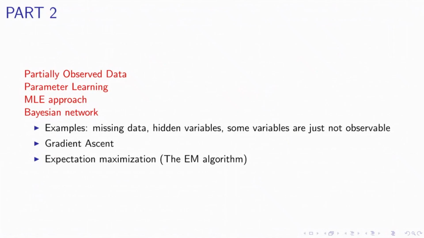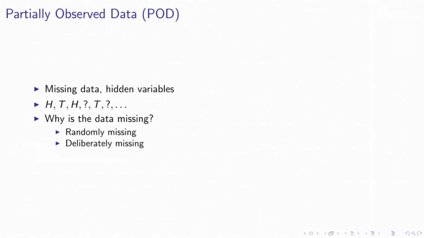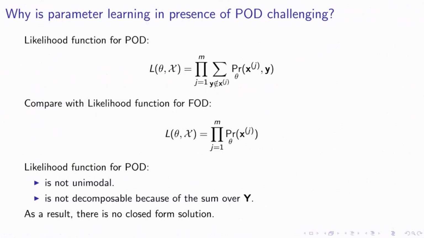So today what we'll do is look at algorithms that learn the parameters of a Bayesian network given its structure, using the maximum likelihood estimation approach under the assumption that the data is partially observed. Last class we saw that parameter estimation in the presence of partially observed data, or POD, is challenging.